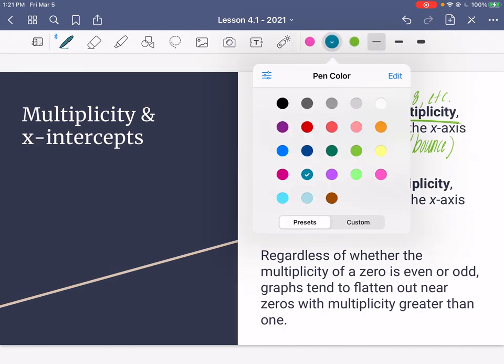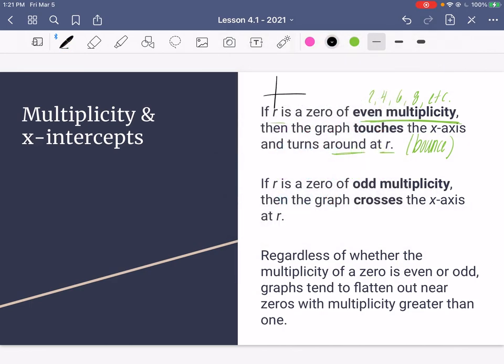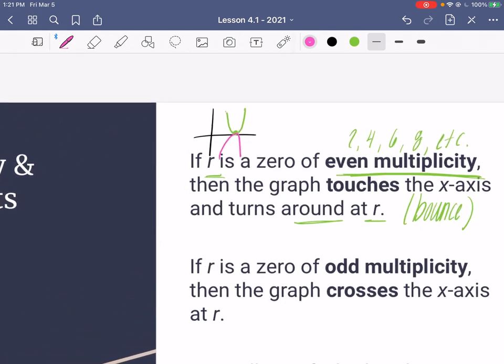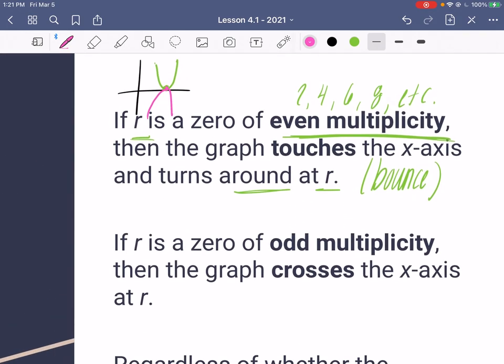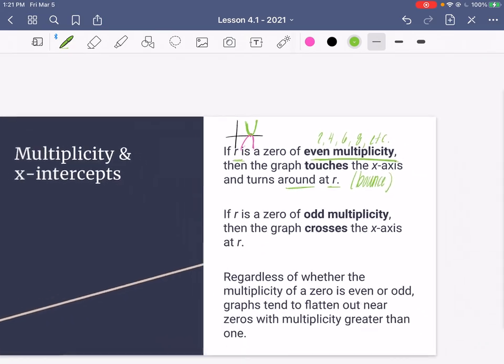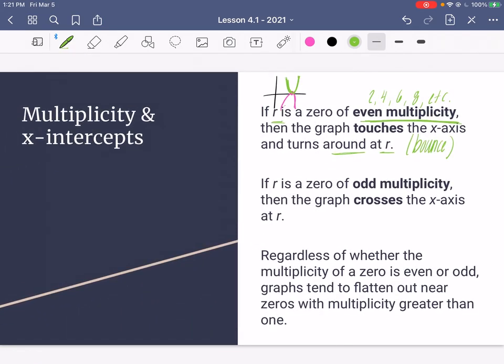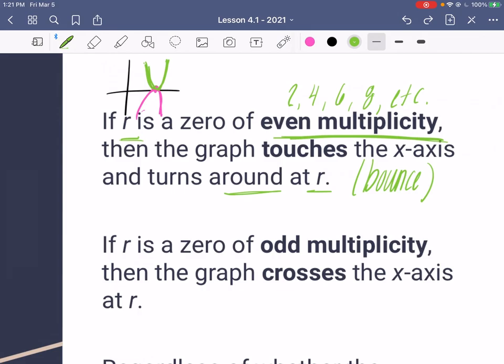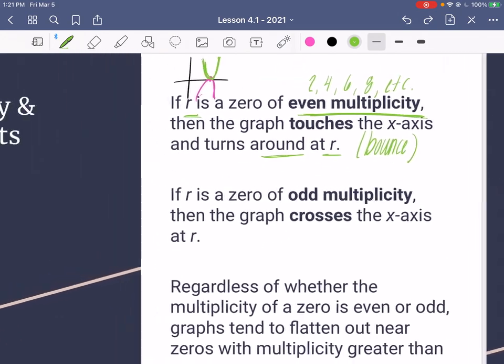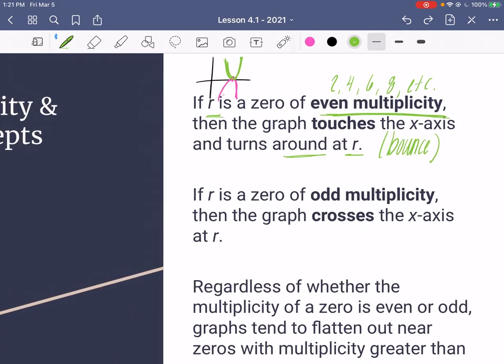If I were to draw just an example here, it's going to come down to that value r, and it's going to bounce back up and go the opposite direction, or come up, touch it, and bounce back down. So it's not going to cross straight through it. It's going to just go up, touch it, bounce back down, or vice versa. And that's actually why parabolas make the shape that they do, because they have a multiplicity of 2 a lot of times at those zeros that just touch the x-axis.